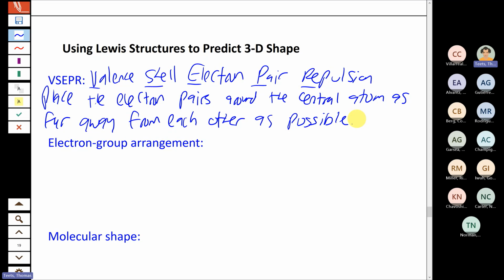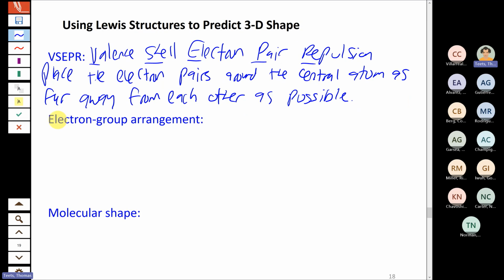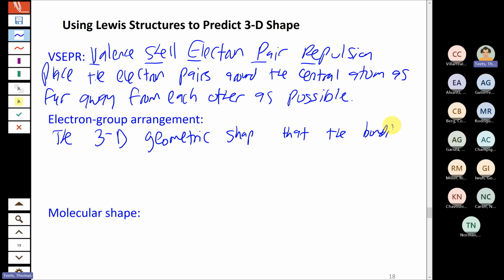So within this, there are going to be two ways of describing the shape that results from that. One is called the electron group arrangement, and the other is the molecular shape. These two are related to each other. Basically, electron group arrangement is a category, and then molecular shape would be a subcategory within that. So the electron group arrangement is the three-dimensional geometric shape that all of the electrons, the bonding and non-bonding electrons, occupy.